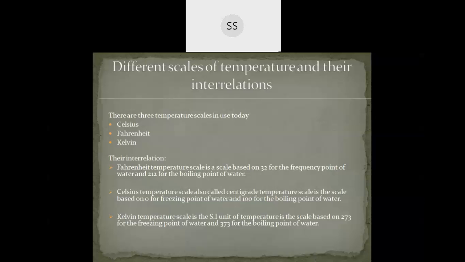So basically 32 Fahrenheit, 0 degrees Celsius and 273 Kelvin is an equal amount of temperature, right? Since it is the freezing point of water. And again 212 Fahrenheit, 100 degrees Celsius and 373 Kelvin, it is the same amount of temperature which is the boiling point of water.